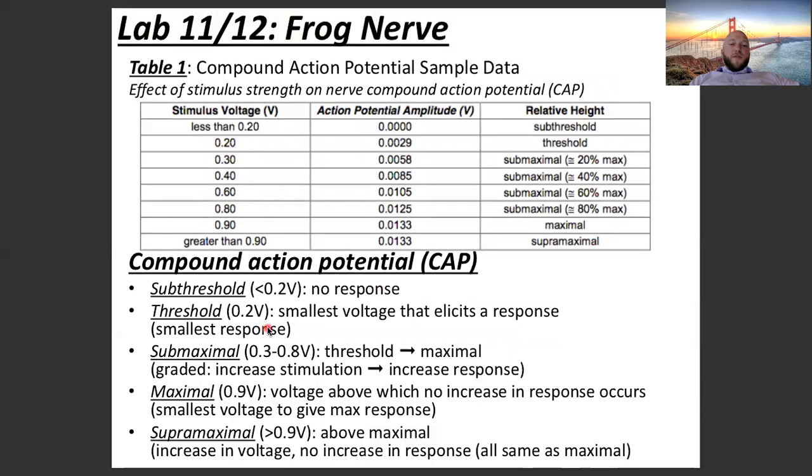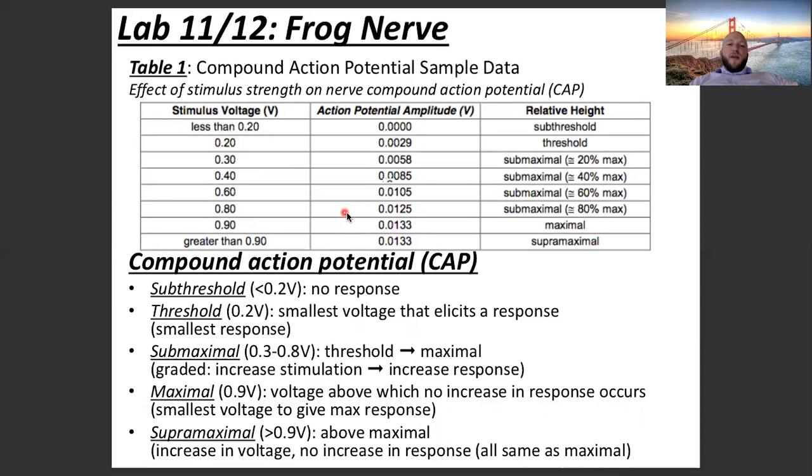We're then going to increase the voltage, and you see we increase the amount of response we get at the end. At some point, increasing the amount of shock is not going to increase the amount of response that we get. You can see anything greater than 0.9, we got the exact same response as 0.9. 0.9 is the maximal voltage, the voltage above which no increase in response occurs.